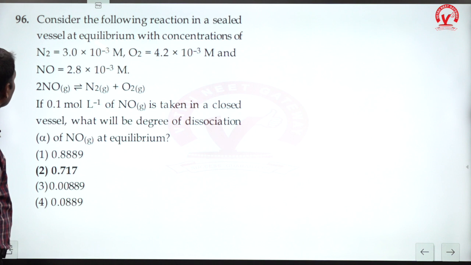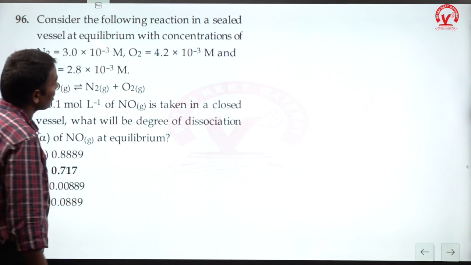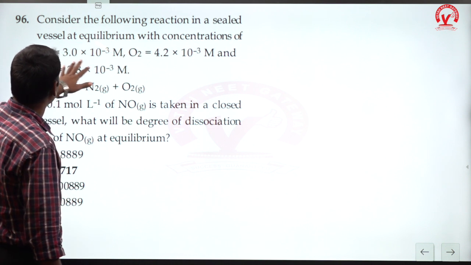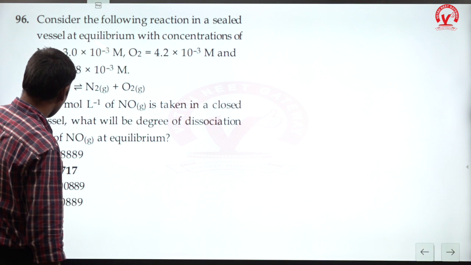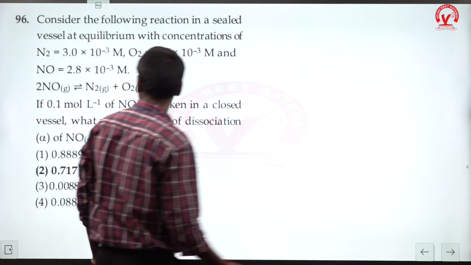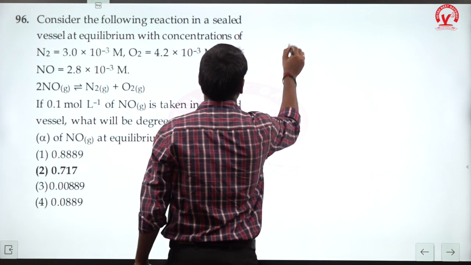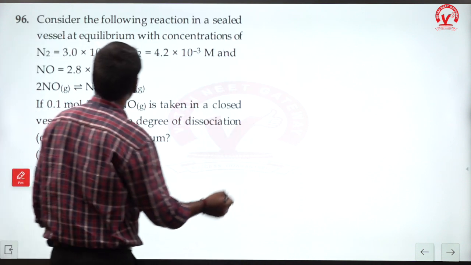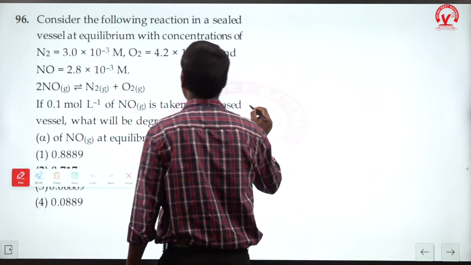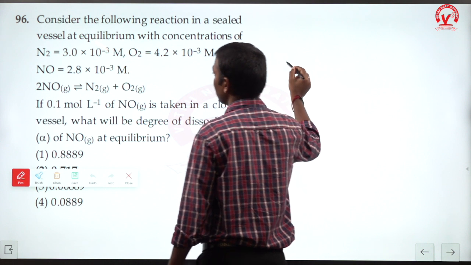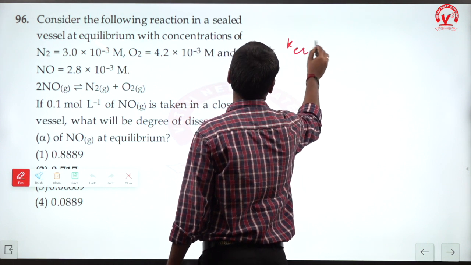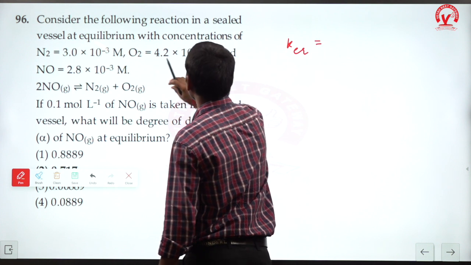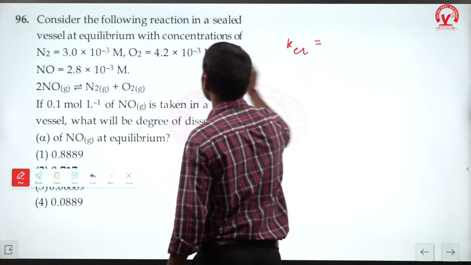Question number 96. Consider the following reaction in a sealed vessel. Equilibrium with concentration of N2 they gave here, O2 they gave here, NO also they gave here, right? So it is also a simple question. Equilibrium Kc. So consider the following reaction. Equilibrium concentration of N2 they gave here. So K equilibrium is equal to product concentration divided by reactant concentration.